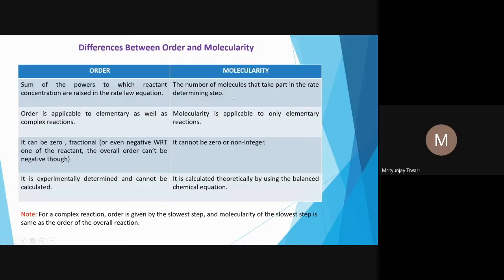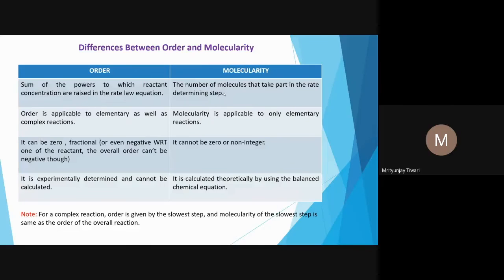For a complex reaction, the molecularity is defined only for the rate determining step, or if it is an elementary reaction, the molecularity is defined for that step. So it is the number of molecules that take part in the rate determining step. The elementary reaction happens in only one step, and that step itself is the rate determining step.